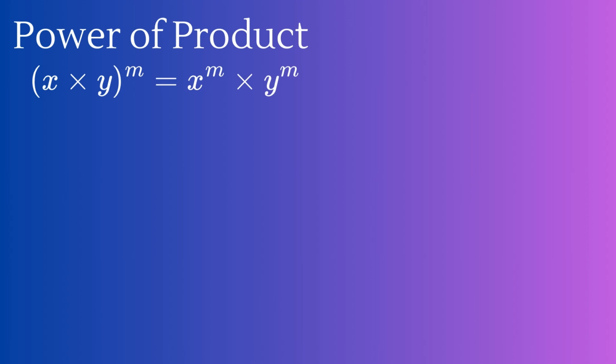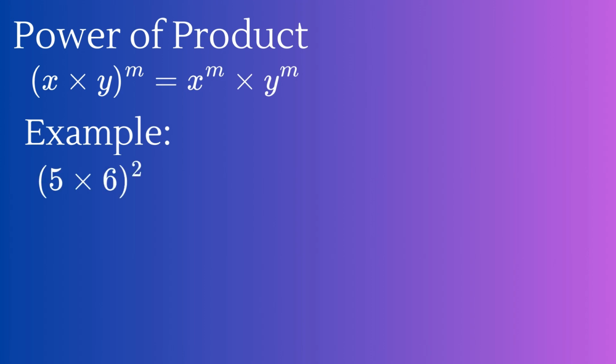According to this rule, whenever two or more unlike terms are multiplied by each other having the same power, then the power would be separated onto each of the terms. For example, if we have 5 into 6 raised to the power 2, we would just separate the power on both of the terms.